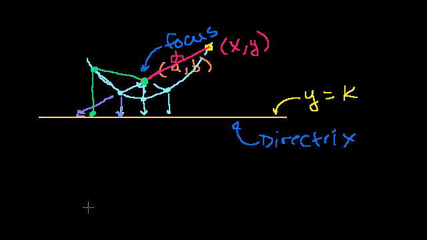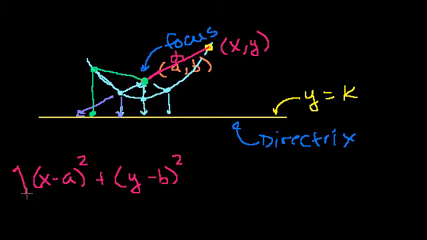d1. Well, we just use the distance formula. It's x minus the x coordinate of the focus, so x minus a, squared. So the difference in the x's squared, plus the difference in the y's squared, y minus b, squared, the square root of that. So this is the distance to the focus. I'll call that d1. That's this distance right there.